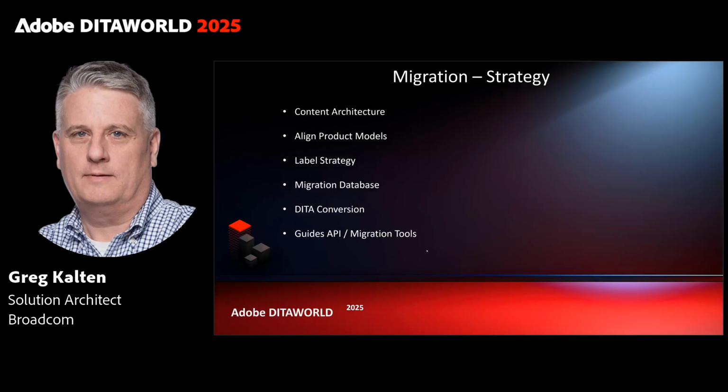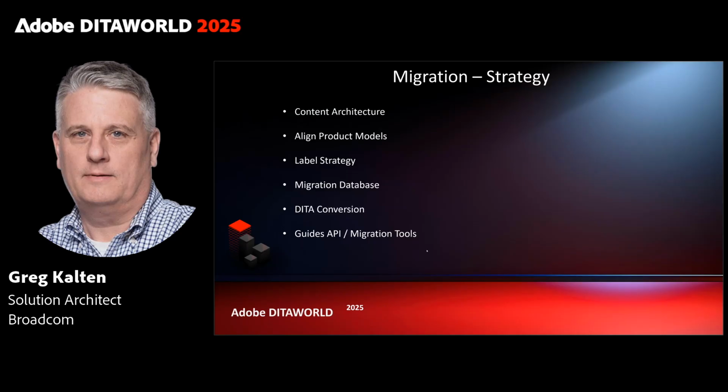So the strategy to do that: first, we needed a content architecture. How were we going to map that content coming out of the VMware CMS and put it into guides? Second, aligning the product models. 13,500 products were not going into the AEM system, so we had to define the limited product information because Broadcom simplified our product models significantly. So we had to map the product information coming out of VMware and put it into guides.